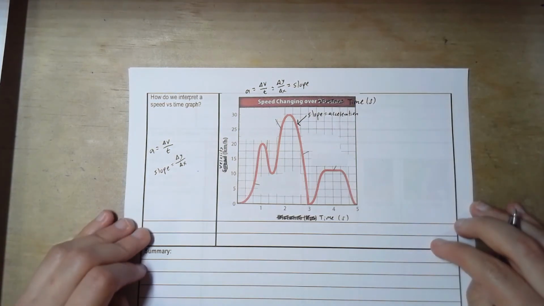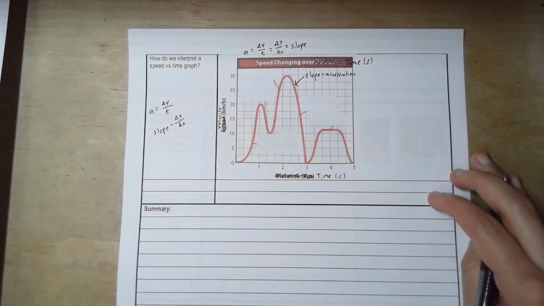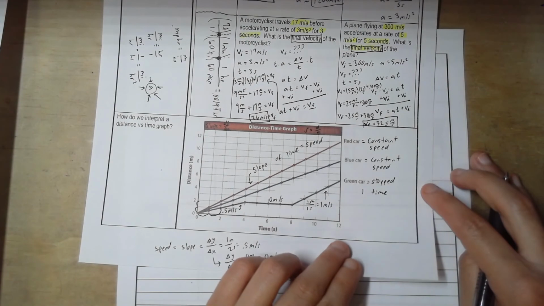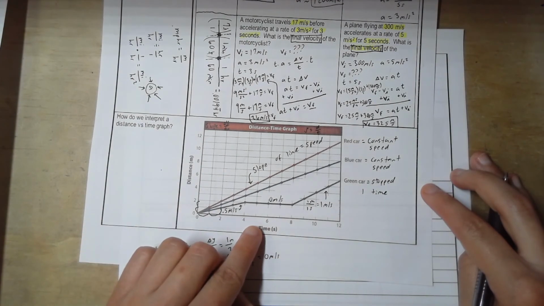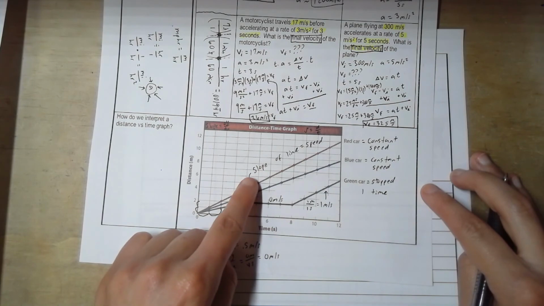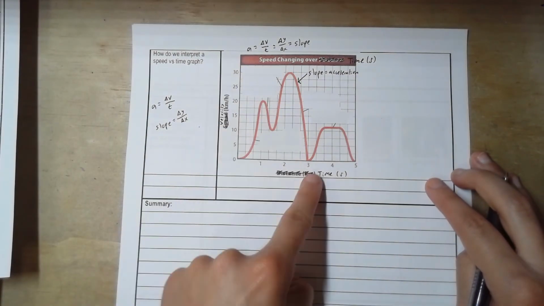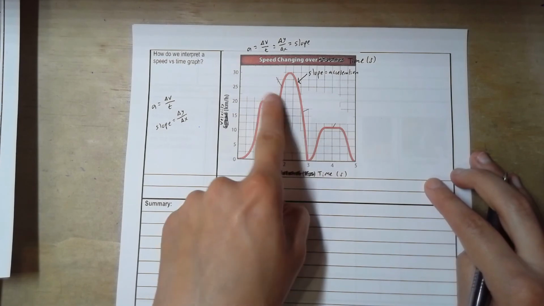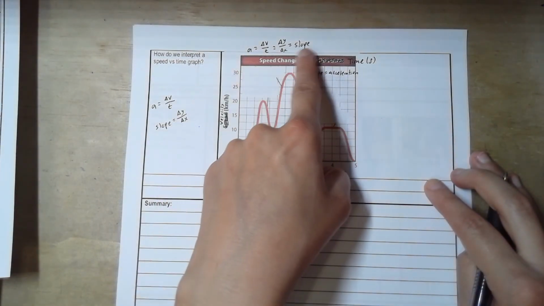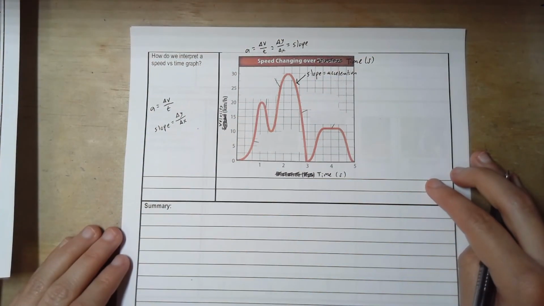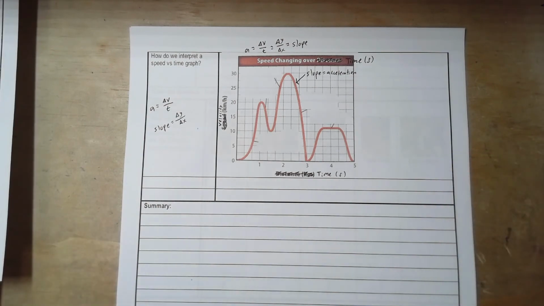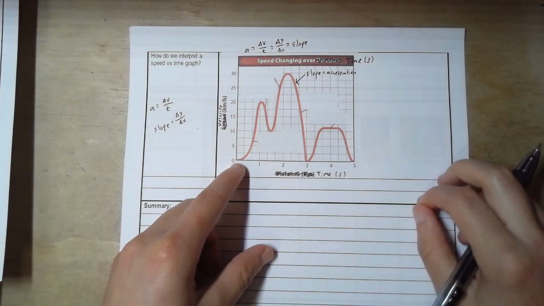Alright, so now you know that the slope is acceleration in this graph. So don't get it confused. Distance and time, we're talking about speed. We're talking about the slope of the line is equal to speed. Velocity and time, we're talking about acceleration. Slope equals acceleration.